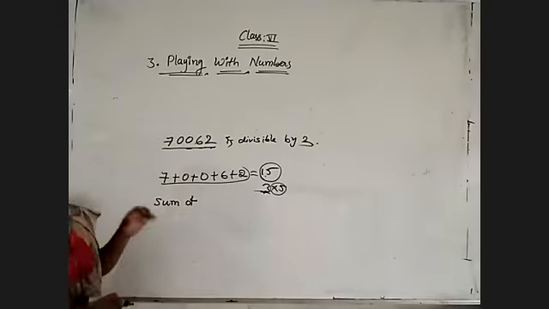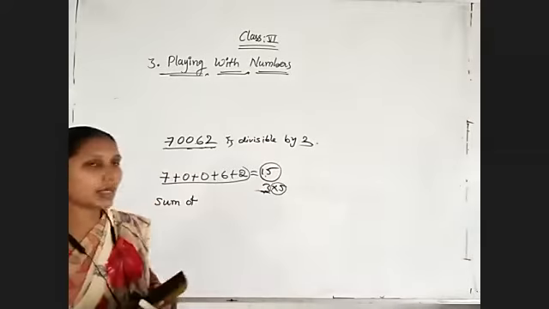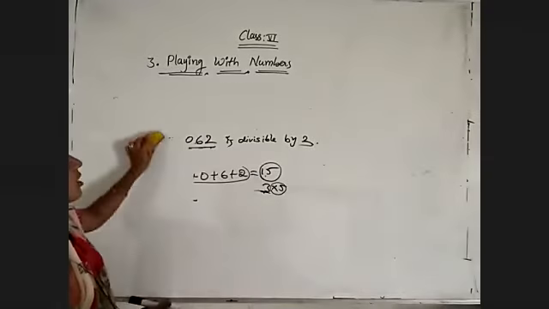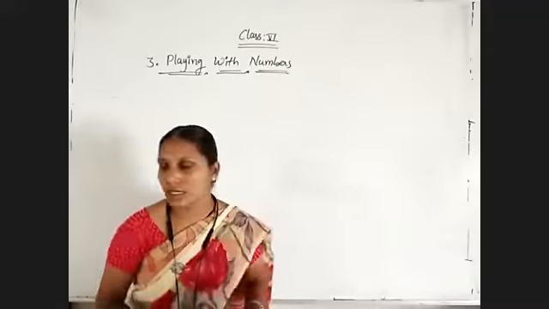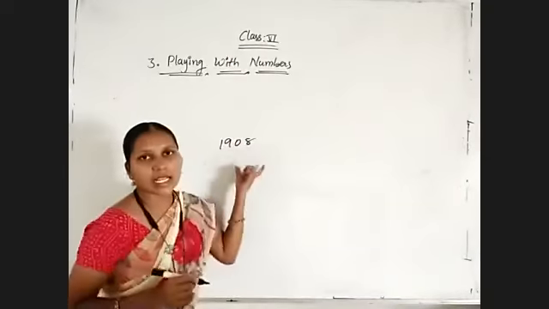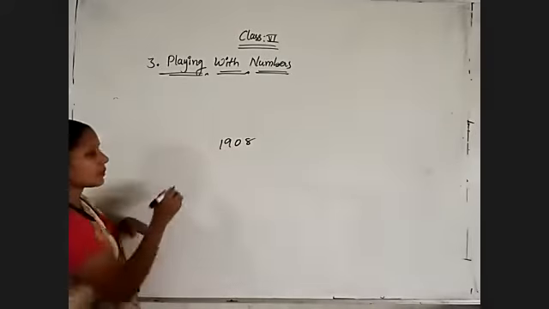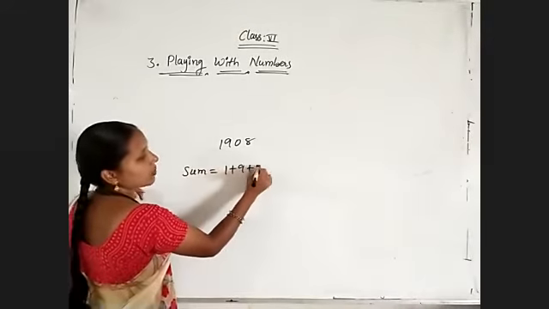Okay. So once again I am telling, when we are checking whether the number is divisible by 3 or not, for that we need to take the sum of the digits. So I have the number 1908. Like this, 4 digits I have. I am checking their sum. Sum is equal to 1 plus 9 plus 0 plus 8.